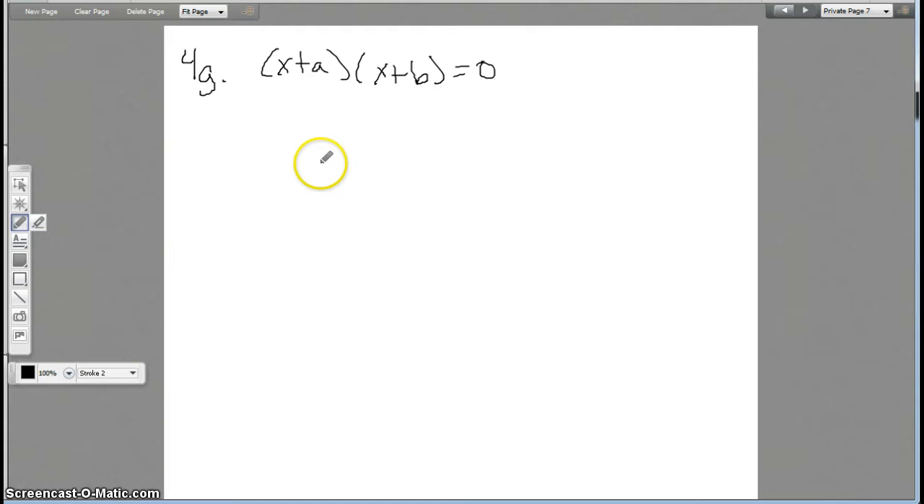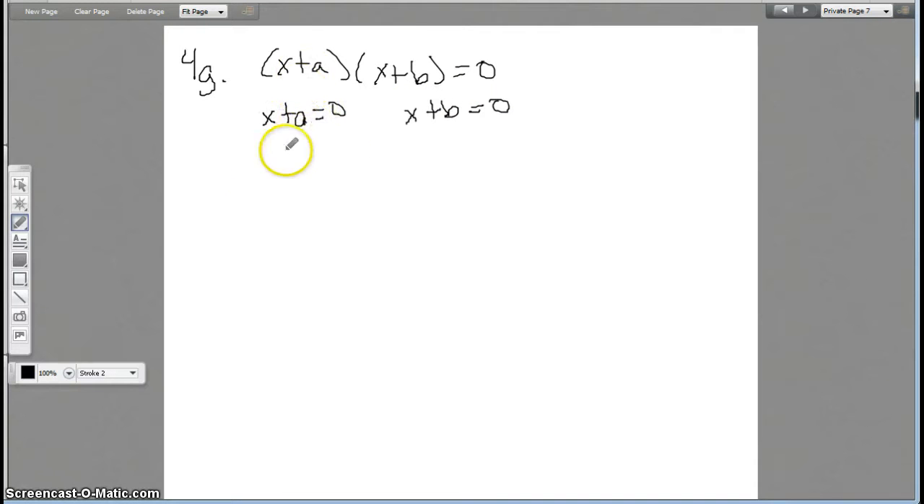So we'd written out the problem for number 4g, x plus a times x plus b equals 0, but hadn't actually gotten to the point of solving it. We can use the zero product rule to say that x plus a equals 0 or x plus b equals 0 will be a solution. In fact, both of them are solutions.